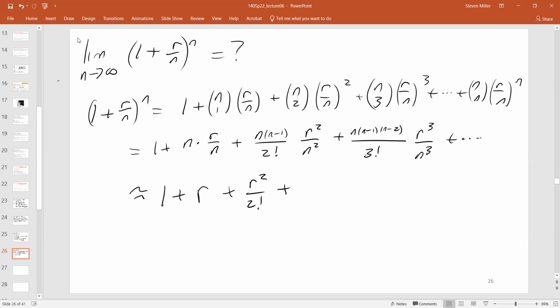For the next term, we have n times n minus 1 times n minus 2 over n cubed. n over n is about 1. n minus 1 over n is about 1. What's n minus 2 over n? It's about 1. You think of n as a quadrillion. So the next term is approximately r cubed over 3 factorial. Does that look familiar to you?